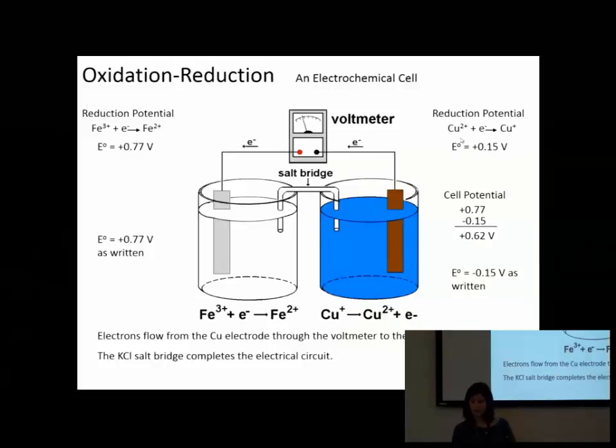So electrons are going to flow from, see how the electrons flow from the copper side over to the iron side. So the smaller number or more negative number is going to be oxidized while the more positive number is going to be reduced. It's a standard reduction potential. The higher the value, the more likely it's going to be reduced. The lower value, the more likely it's going to be oxidized.